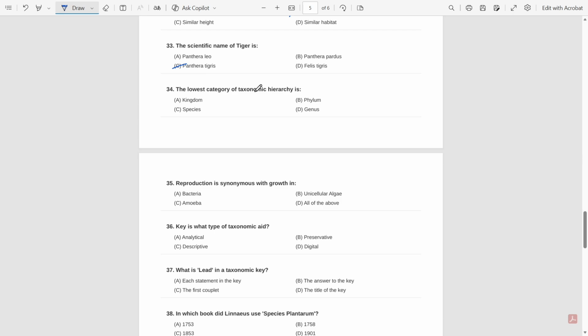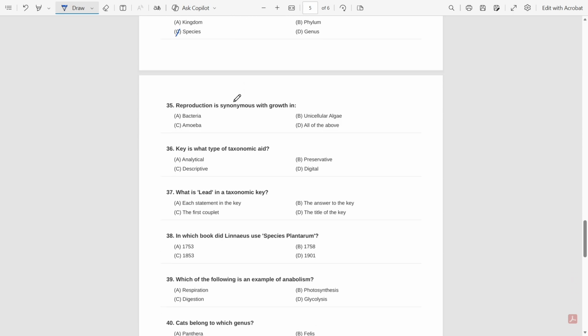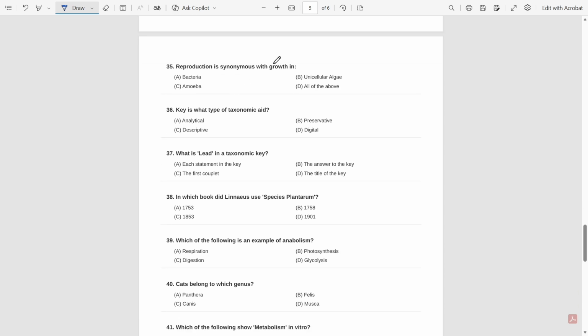34. The lowest category of taxonomic hierarchy is A. Kingdom, B. Phylum, C. Species, D. Genus. C. Why species is the base of the taxonomic pyramid. 35. Reproduction is synonymous with growth in A. Bacteria, B. Unicellular algae, C. Amoeba, D. All of the above. D. Why in unicellular organisms, cell division is both growth and reproduction.